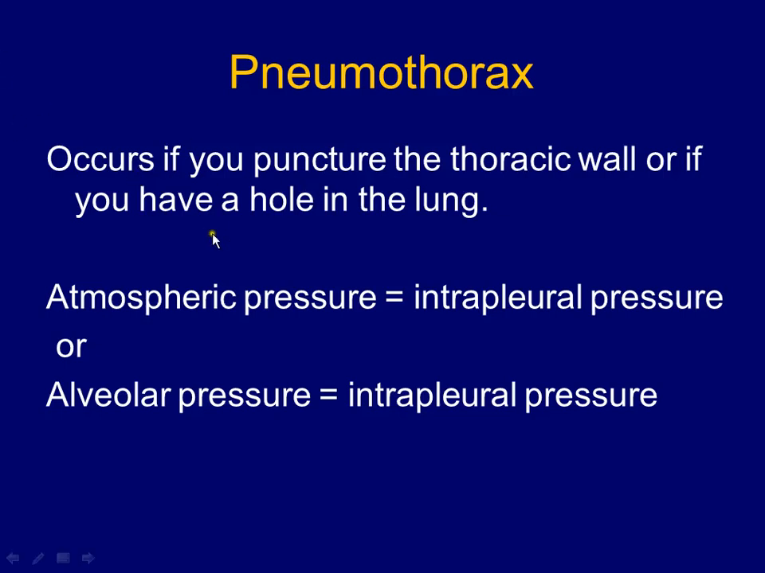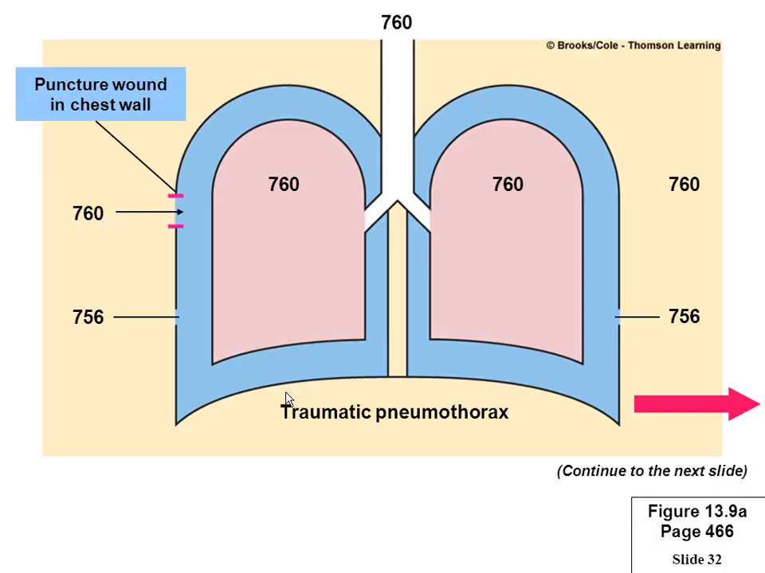So pneumothorax happens if the atmospheric pressure becomes the same as intrapleural, or if the intrapleural pressure becomes the same as alveolar. The moral of the story here is that you always want the intrapleural pressure to be lower than either of these other two, lower than the atmospheric or the alveolar. And in most of the pictures it keeps saying 756, 756 over and over again. The point is that it should always be lower than the atmospheric or lower than the intraalveolar.